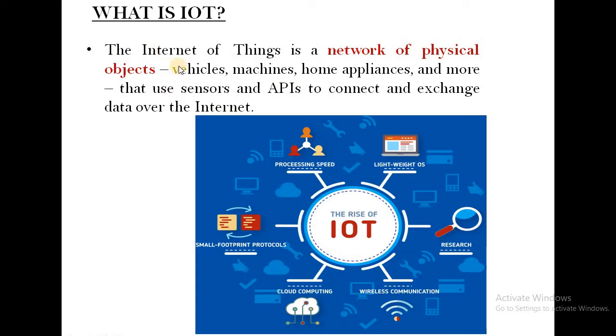What is IoT? The Internet of Things is a network of physical objects. What are these physical objects? These can be anything: vehicles, machines, home appliances, and any other objects. You can use mobile phones also. These are all connected with the help of sensors, networks and APIs. For what purpose? To exchange data over the internet. So this is IoT, Internet of Things. The things are communicating together to transfer data using the internet for some purpose, obviously.